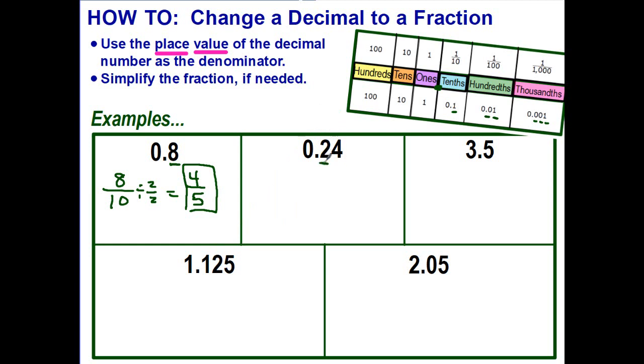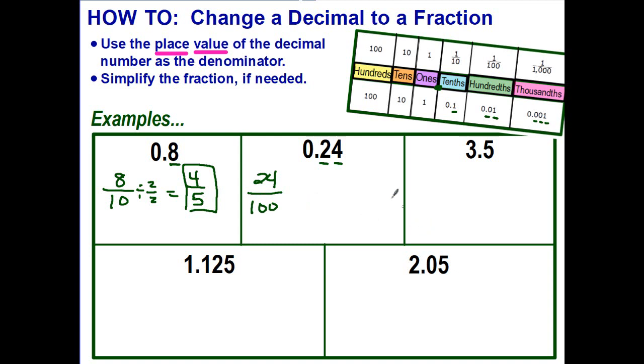On our next one, we have two place values. When I look at my chart, two place values are the hundredths. So let's read it: 24 hundredths. Let's write it just like it's read. 24, that's your numerator. Hundredths, that's your denominator.